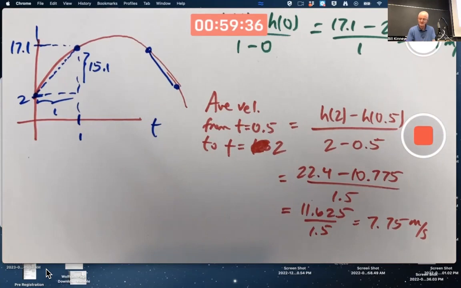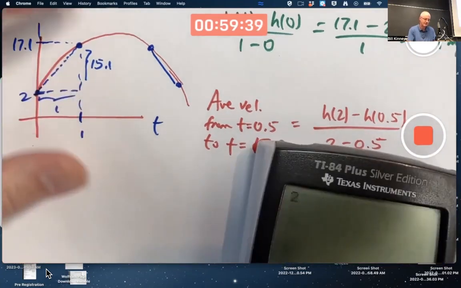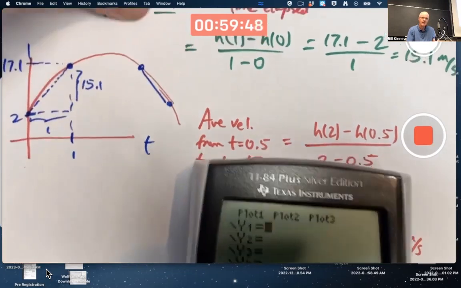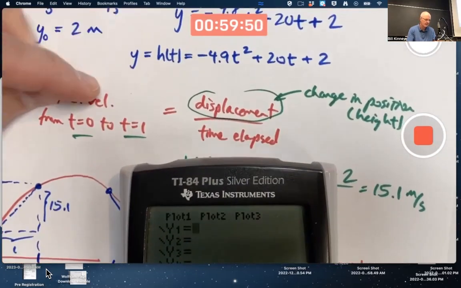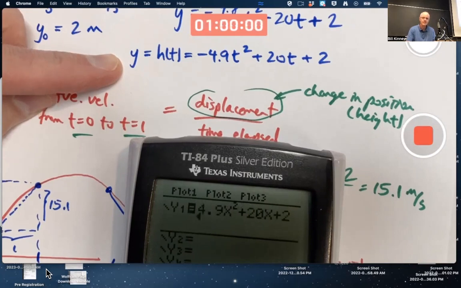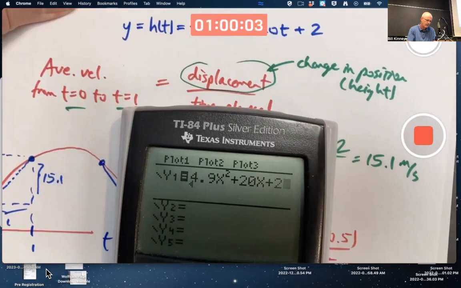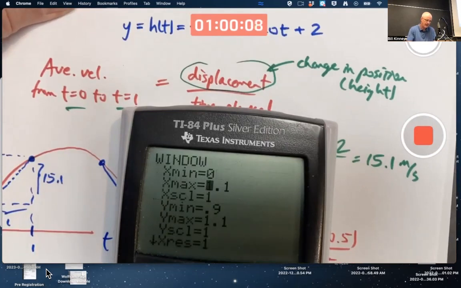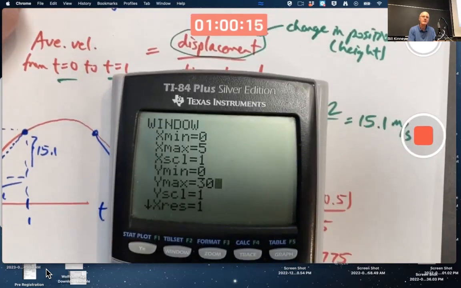Let's graph the function to see where the t-intercept is. Okay, again, we're graphing the original function here. Negative 4.9, got to use an x in the calculator. X squared plus 20x plus 2. Use a negative sign, right? Yep, okay. Window 0 to, I don't know, 5. Y direction, say 0 to, I don't know, 30, maybe. Graph it.